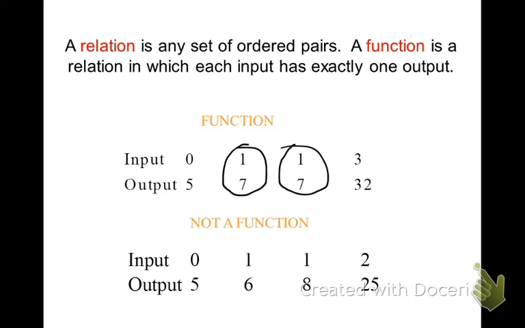Down below where it says not a function, you'll notice that when you have an input of 1, you get an output of 6, and later when you put an input of 1, you get an output of 8. That is not a one-to-one relationship. I would call that a 1-to-2 relationship. You had 1 input and 2 outputs. So you can look at a table and figure out whether the relation is a function by checking to see if there's 1 input for 1 output.